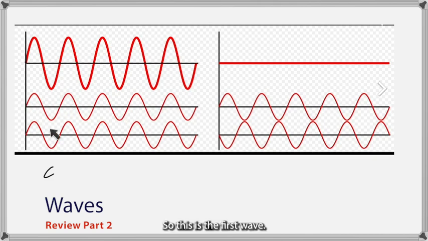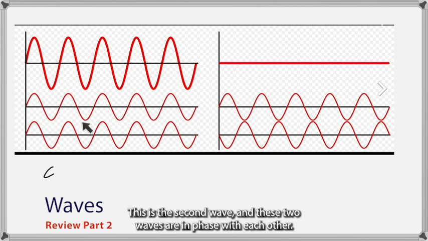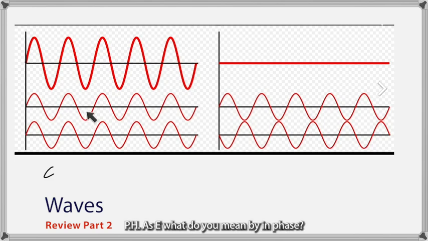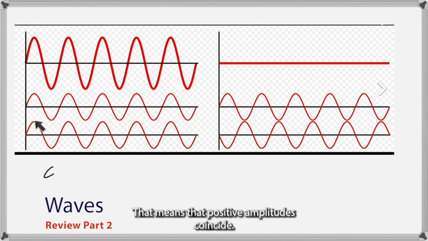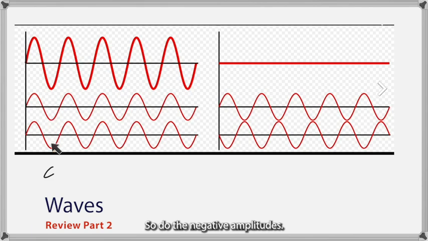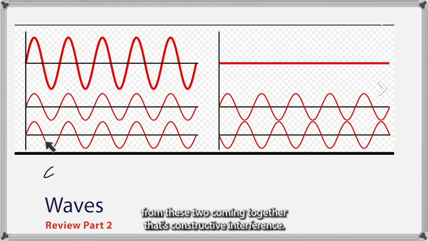So this is the first wave, this is the second wave, and these two waves are in phase with each other, P-H-A-S-E. What do you mean by in phase? That means their positive amplitudes coincide, so do their negative amplitudes. And if these two waves come together, they produce constructive interference. That means the amplitude doubles. You can see this. This is the wave that results from these two coming together.